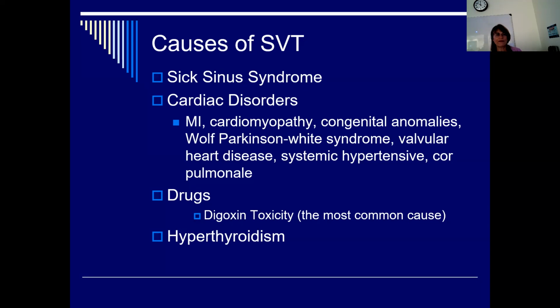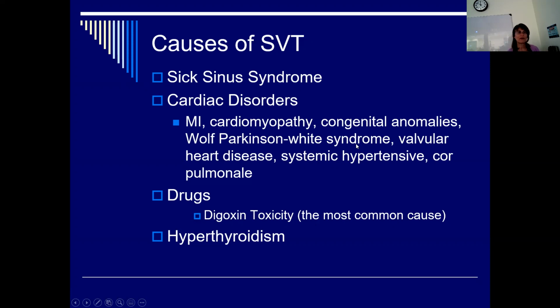All right, so a really fast heart rate, what can cause it? The first one listed is sick sinus syndrome. There's something wrong with the SA node and it just keeps firing. Congenital cardiac disorders can cause SVT also. One of them that is common in this list is the Wolff-Parkinson-White syndrome.